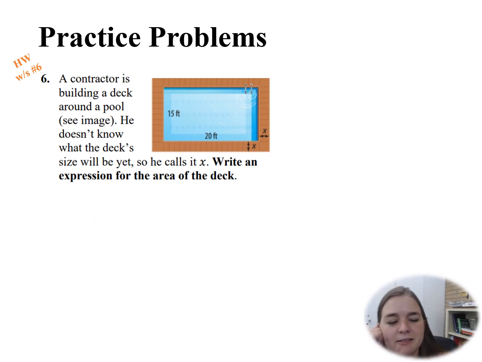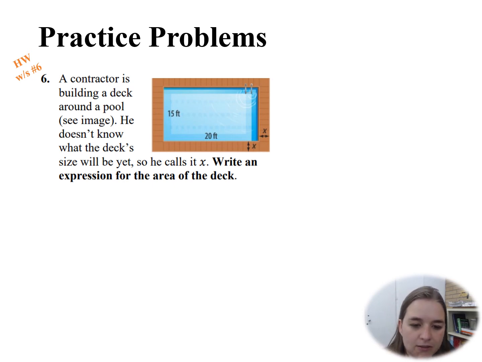This last one here, I'm not going to solve the whole problem for you, but number 6 on the worksheet is challenging. A contractor is building a deck around a pool. See image. He doesn't know what the deck size will be yet, so he calls it X. And what I can see from the picture is that the edge of the deck is the same width all the way around the pool. I want to write a simplified expression for the area of the deck.